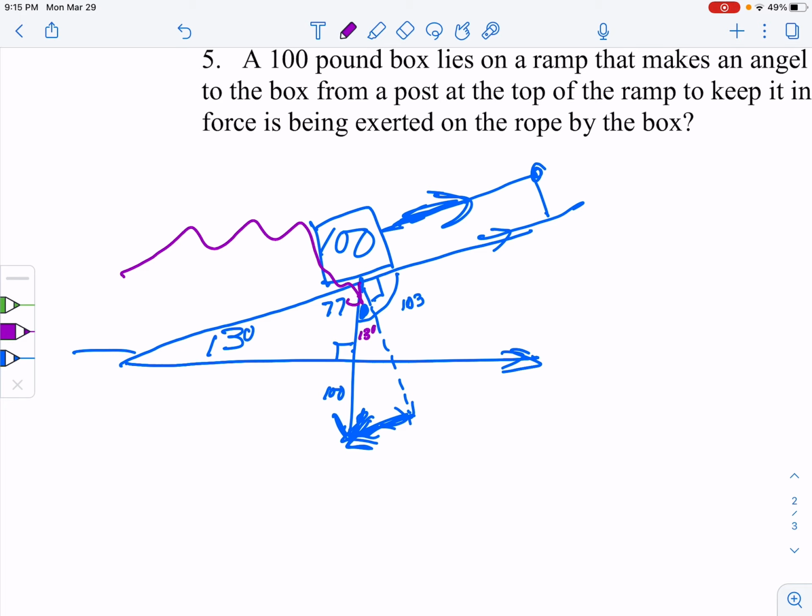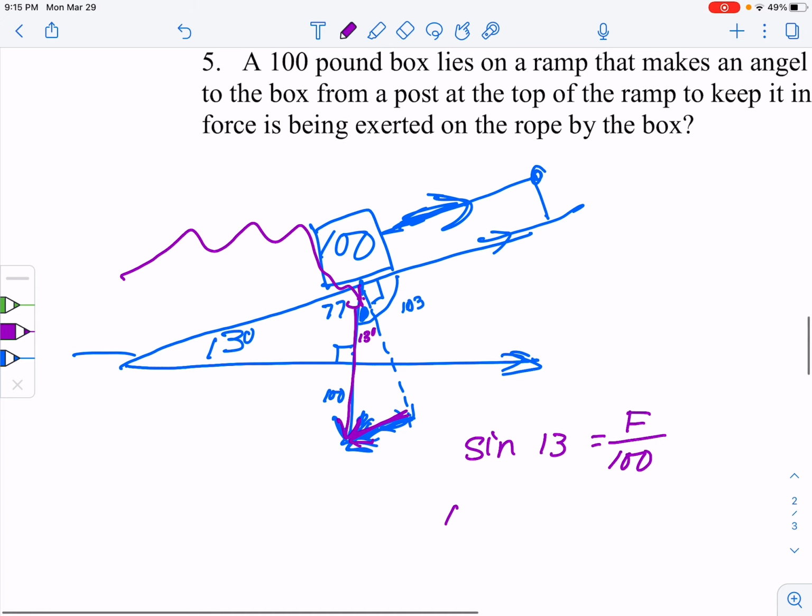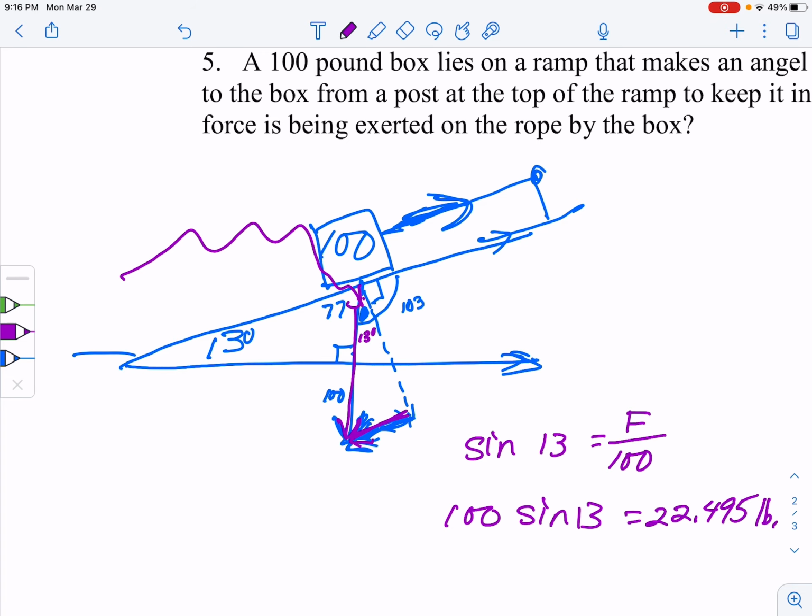Now I have a right triangle. This is the opposite side, I'm looking for that force, and this is the hypotenuse, it's 100. So I know the sine of 13 degrees equals the force I'm looking for over 100. So 100 times the sine of 13. 100 sine of 13 is 22.495 pounds. That's what's holding it on the force. Okay.